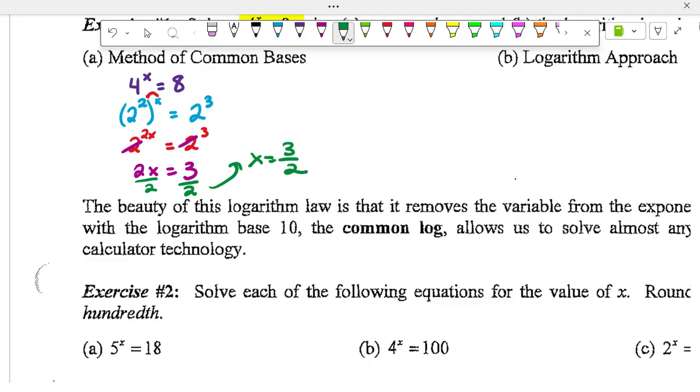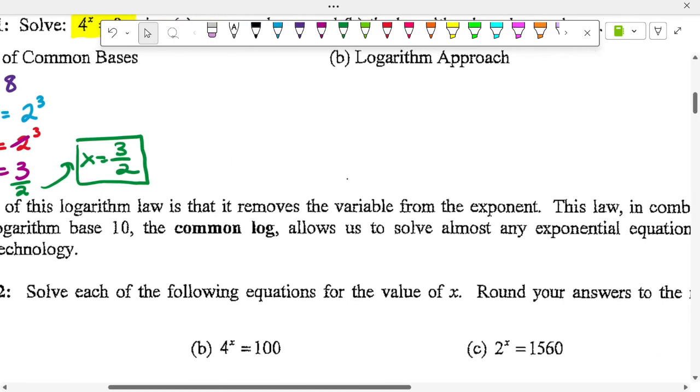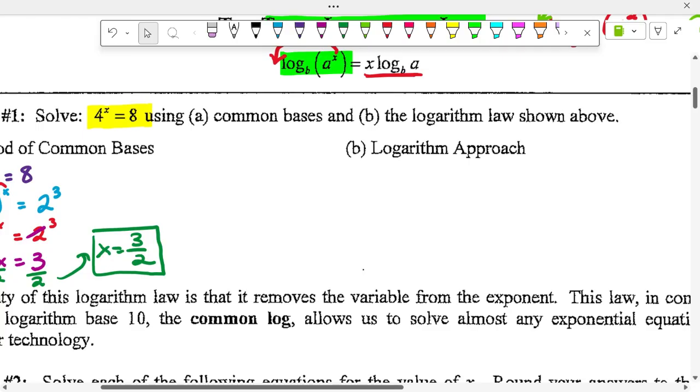Now, that was the method of common bases, which I will say, if it's obvious that you can use a common base, use a common base, because to be honest, it's easier. But again, it's not always possible to do common base. In fact, 9 times out of 10, you can't do common base. All right. But you can solve any exponential with the logarithm approach.